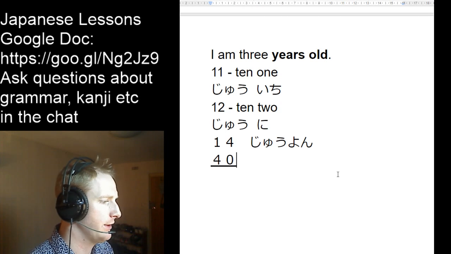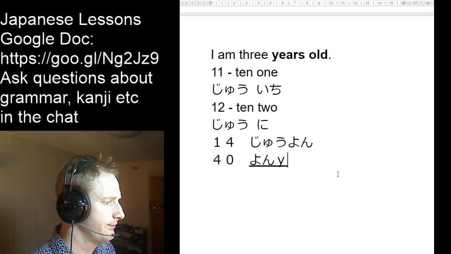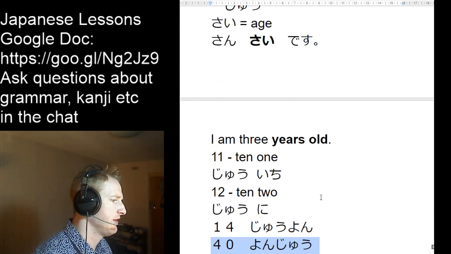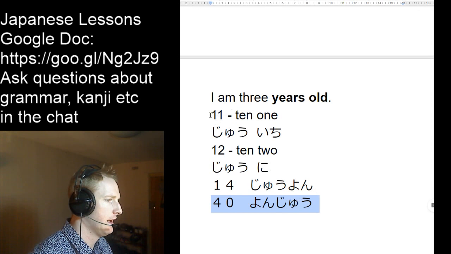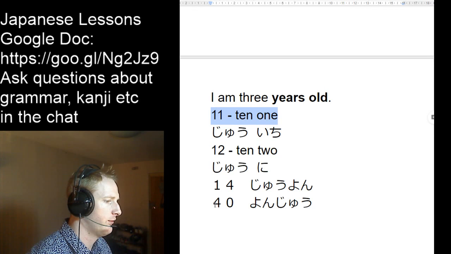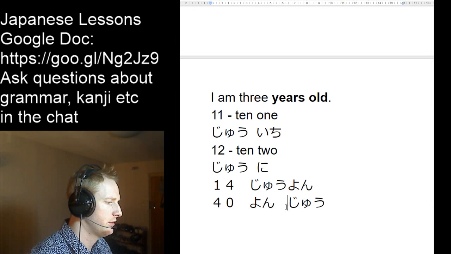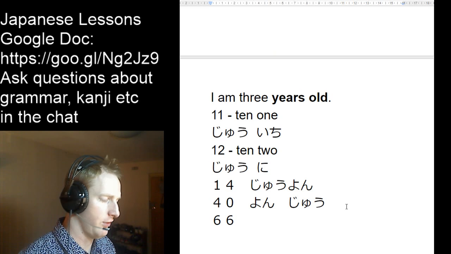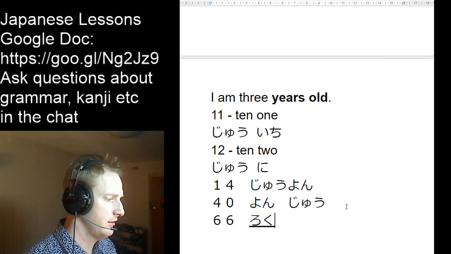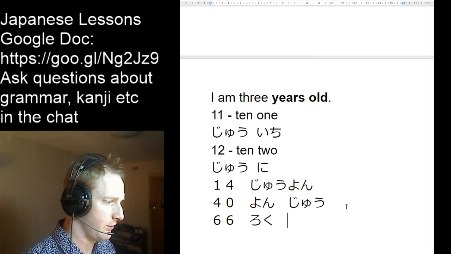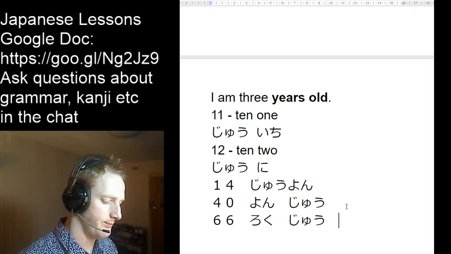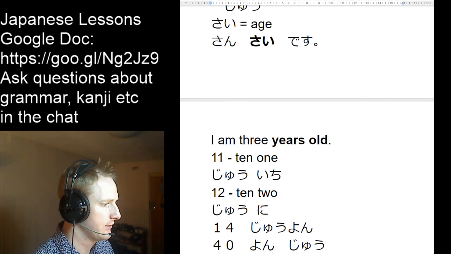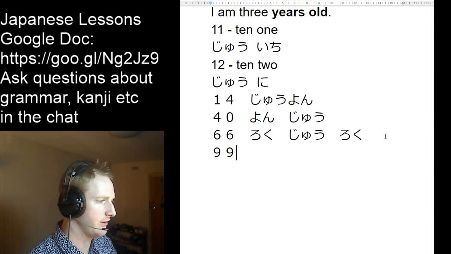And like 40, yonju. So this is just how we keep counting. 11 was 10, 1, and so 40 is 4, yon, and ju, 10. Like we can take a number, 66, alright? First we do 10 for 60. Rokuju, 60, and then we just need to add 6, so roku. So rokuju roku, 66. And we can go all the way up until we get to 99.